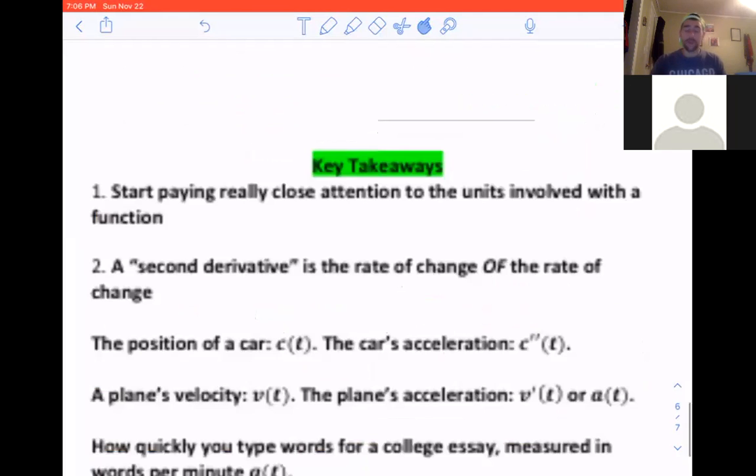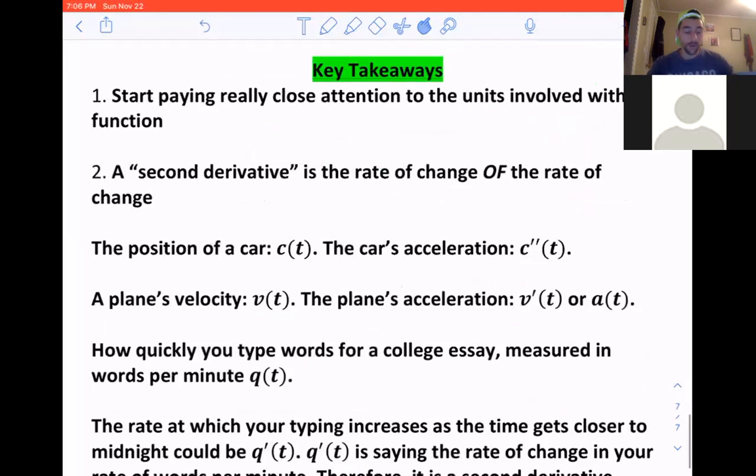And so, just takeaways. This was sort of a teaser video, but please start paying really close attention to the units involved with functions. Sometimes you're given a first derivative function, a rate function, like in the bananas problem we just did. Sometimes you're given a position function. Eventually we'll be given acceleration functions and be challenged to comment on the velocity and position of something if we just know its acceleration and a few more details. But start thinking about the units when you solve problems, in the functions you're given and in the derivatives you're calculating. And then a second derivative is the rate of change of the rate of change.